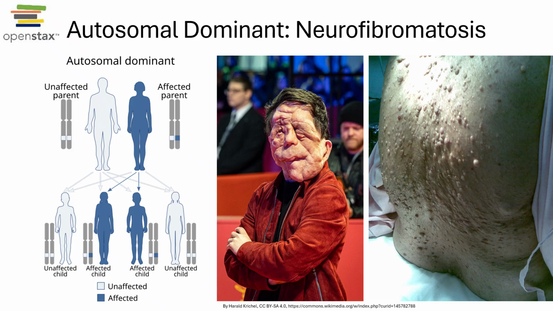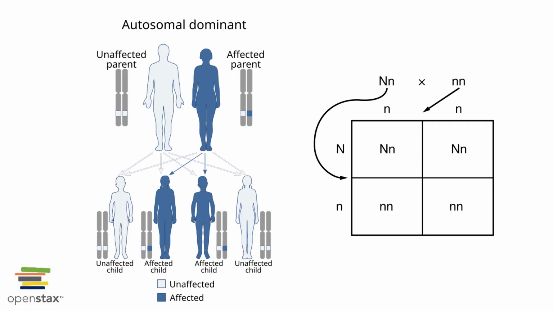An autosomal dominant disorder occurs when one abnormal allele is enough to produce the disease. Because the abnormal allele is dominant, individuals who inherit one copy will express the disease phenotype. An example of an autosomal dominant disorder is neurofibromatosis type 1. This disease causes tumors to form in the nerves and skin. If a parent has an autosomal dominant disorder, there is a 50% chance that each child will inherit the disorder.